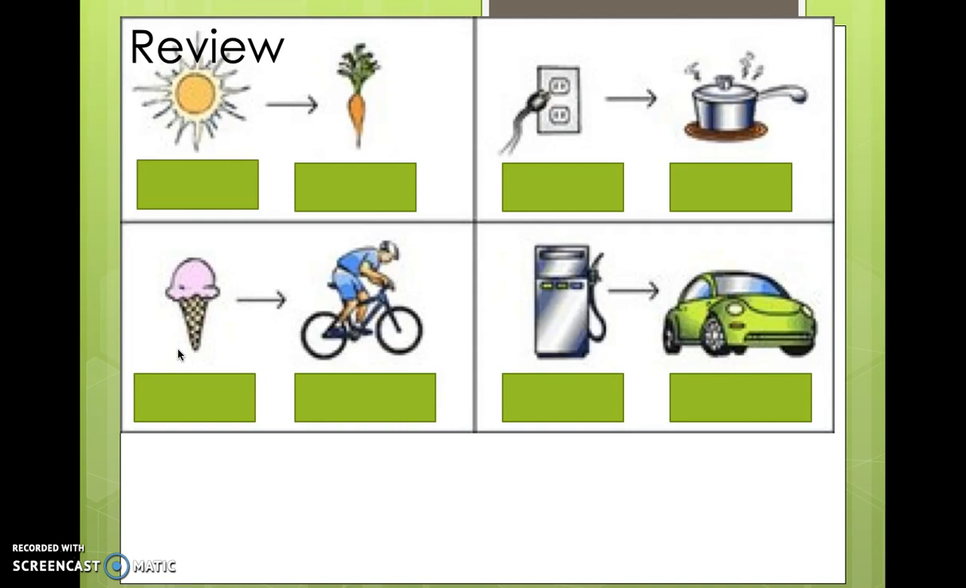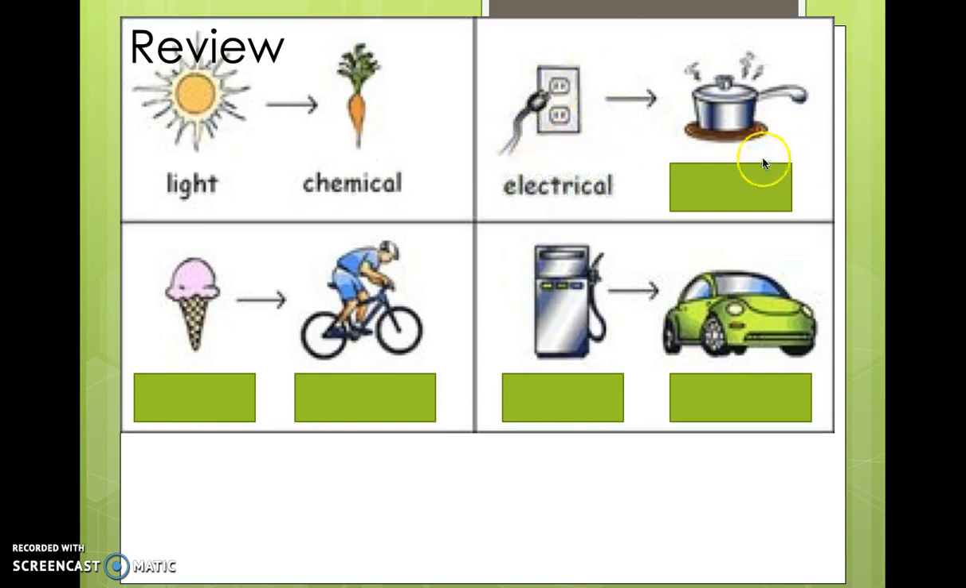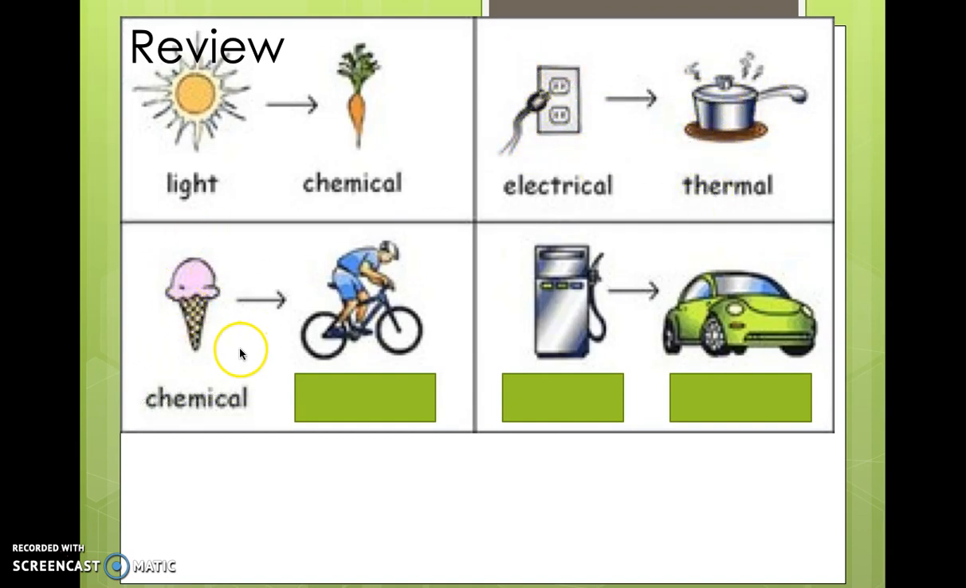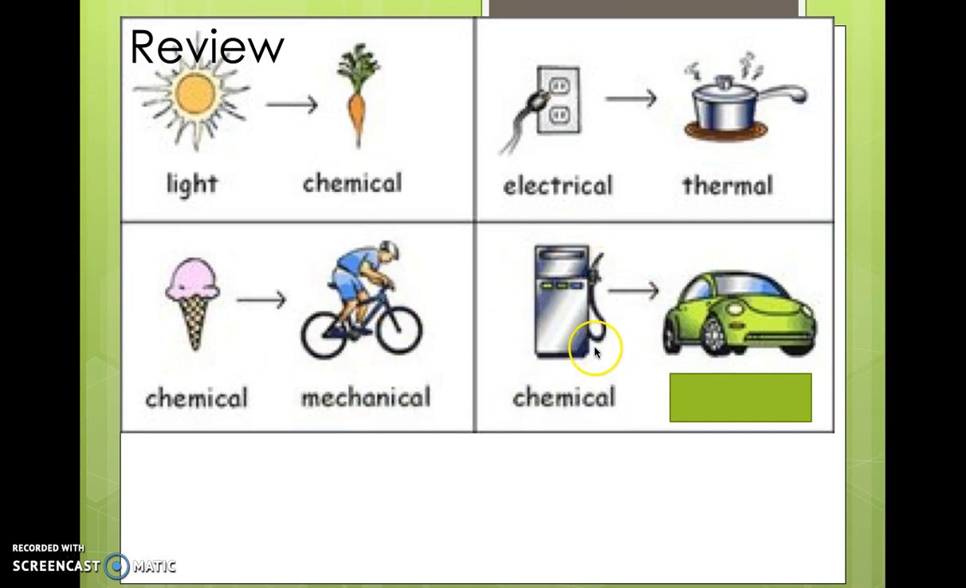So again, review, we can take things like sunlight, which is light energy, and switch it into chemical energy in the form of food. We can take electrical energy and switch it into thermal energy, so electricity into some sort of heat. We can take chemical energy in the form of food and change it to mechanical by riding a bike, and we can take chemical energy in gasoline and change it into mechanical, again, in your car.